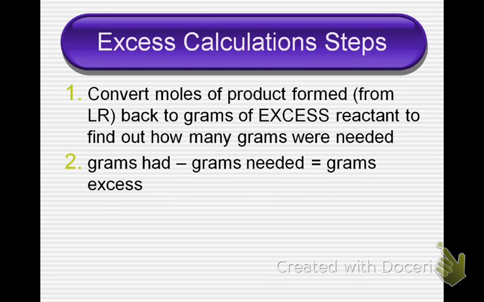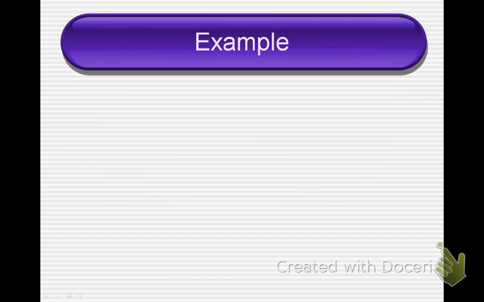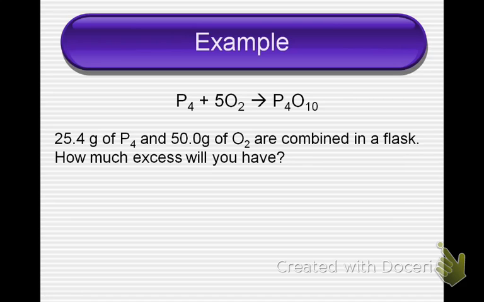Okay, so just remember those two steps, and we'll practice this with the same example. So still dealing with the same amounts of P4 and O2. We have 25.4 and 50 grams. Question now is, how much excess did we have left? So our excess was oxygen. We're going to have extra oxygen left inside of our flask. Step number 1 for calculating the excess was to convert the moles formed from the limiting reactant back to excess. So from step number 4, that number was 0.205 moles.